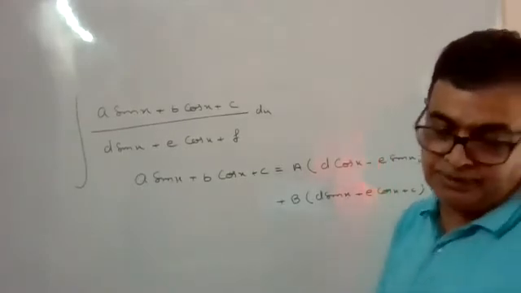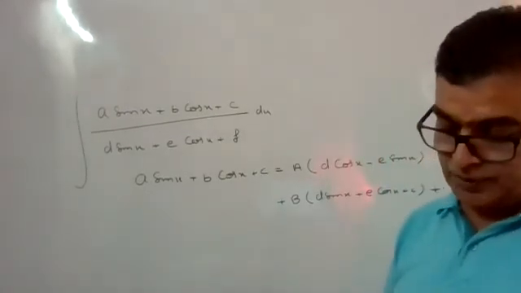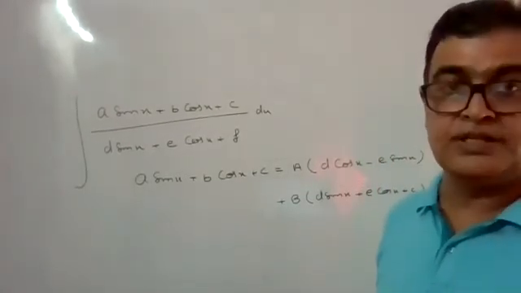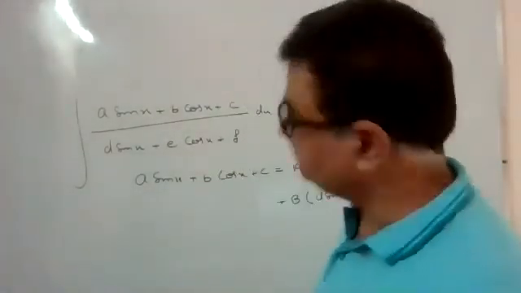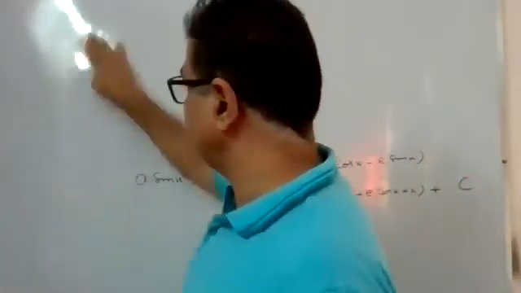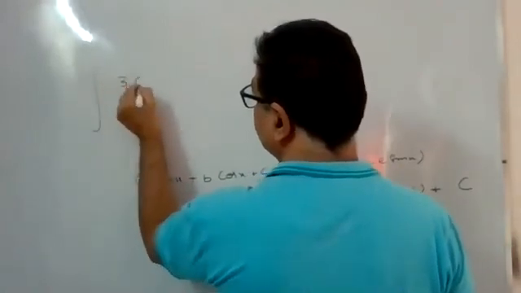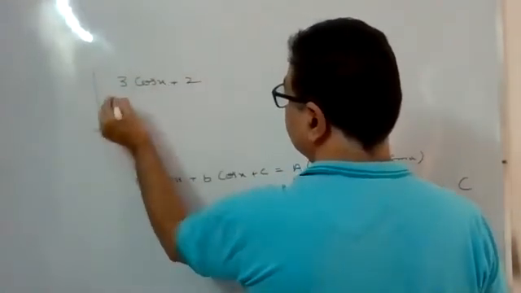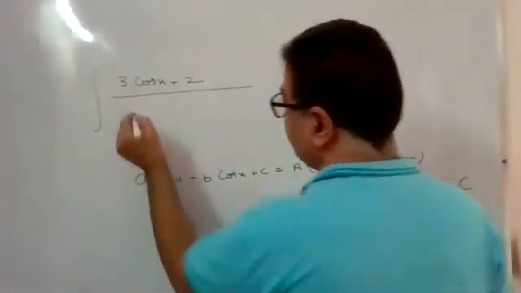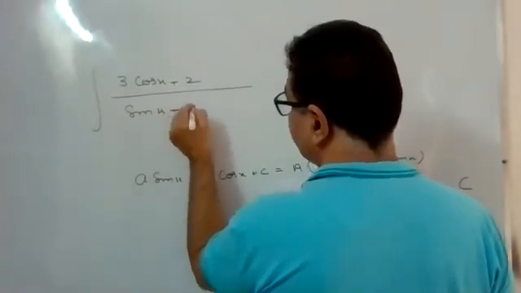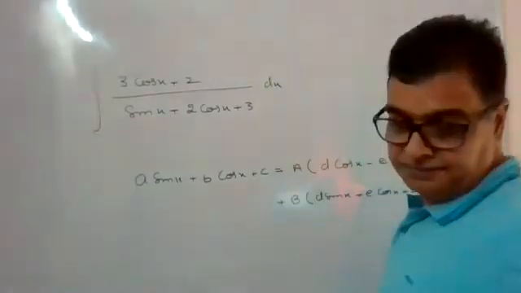So I'll take an example, then it will be more clear. Please note it. Now I'll take the question. This is a lengthy question, but we should know how to do it. 3 cos x plus 2 divided by sin x plus 2 cos x plus 3 dx.